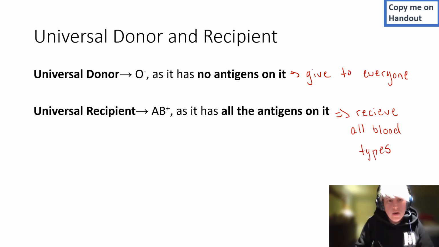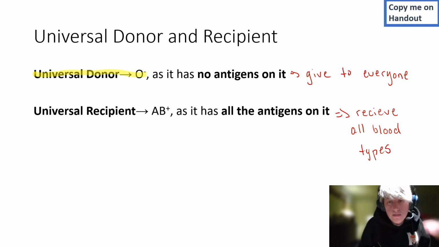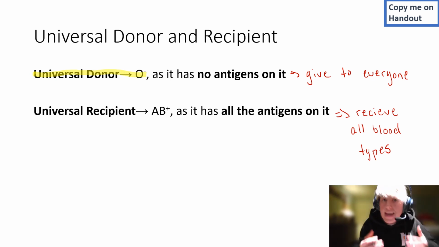If you are running a blood bank, the one blood type that you would actually want to have in very high supply would be the universal donor, because since there are no blood antigens on the universal donor, it can be given to everyone. So in a pinch, if you have a lot of individuals that need blood very quickly, and you don't have enough time to test their blood, if you give them O negative blood, you know it's going to be safe, because since there are no blood antigens on it, it can be given safely to everyone. So that's it for our blood types.